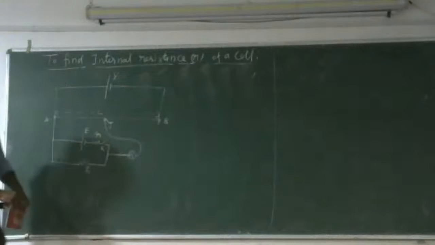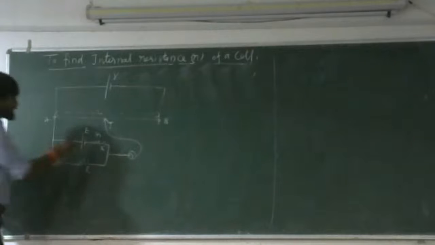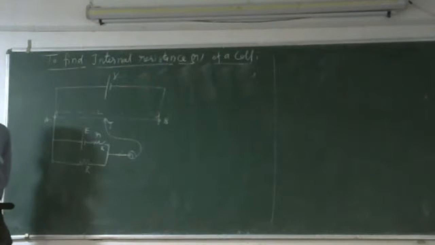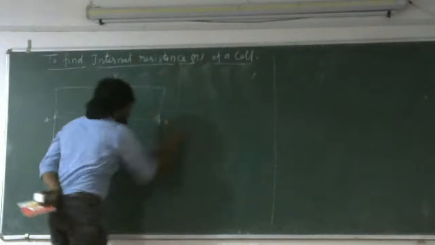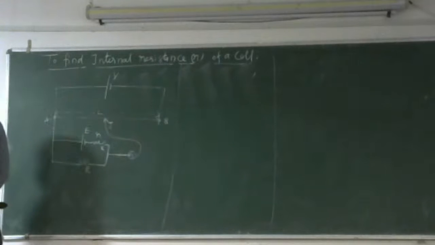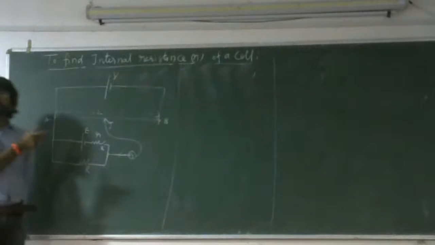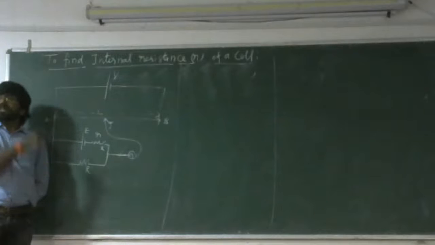Okay? We have a key here. Now we are asked to find the internal resistance of this cell. To find internal resistance, we have to use the same principle of the potentiometer: potential drop across any part of the wire is directly proportional to the length of the wire.